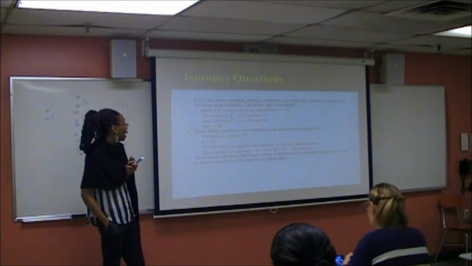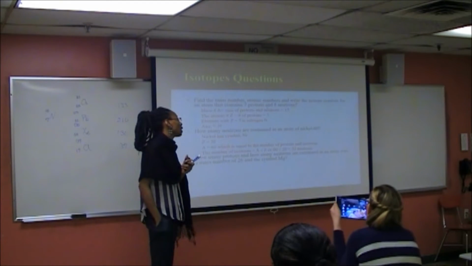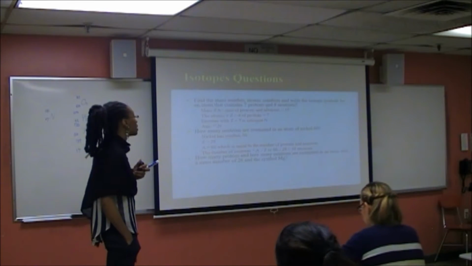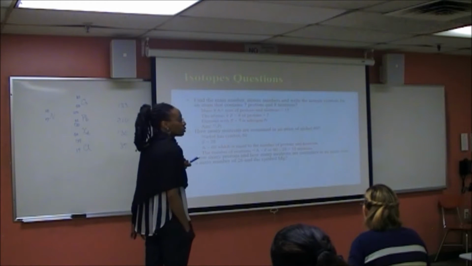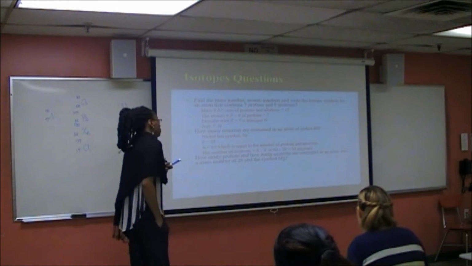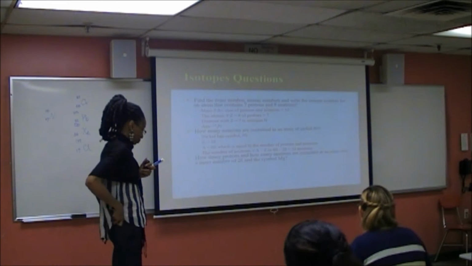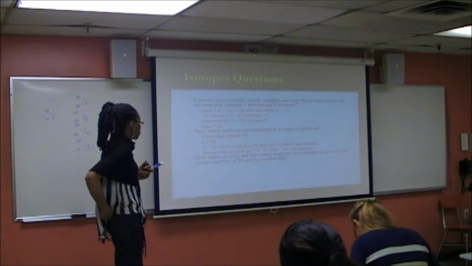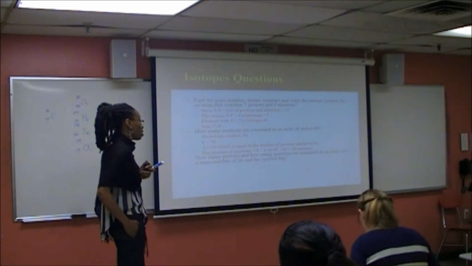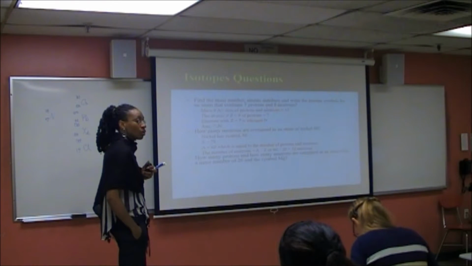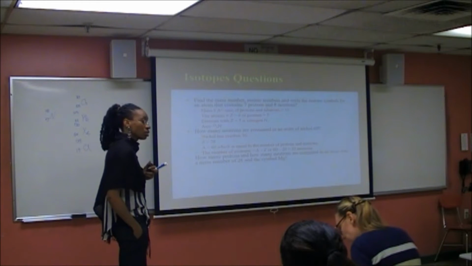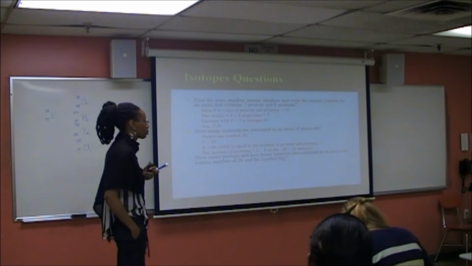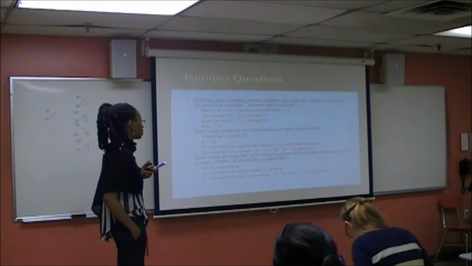How many protons and how many neutrons are contained in an atom with a mass number of 26 and a symbol Mg? What's Mg? 12 protons and 14 neutrons. You sure? Yeah. That's what I got too.